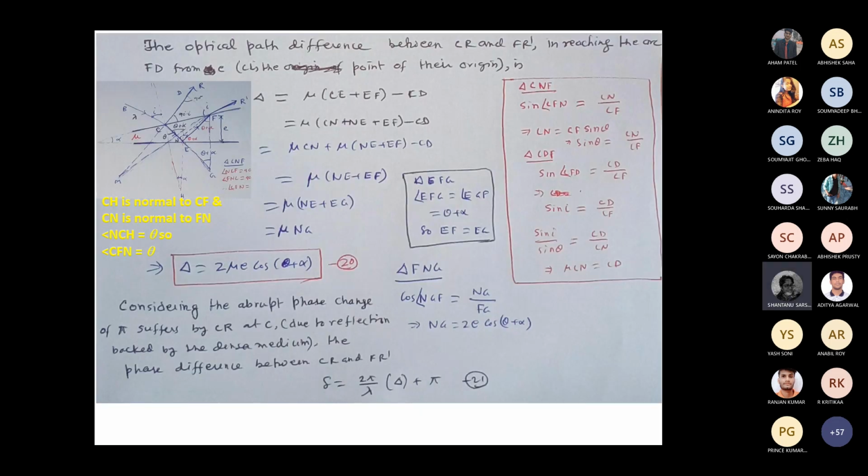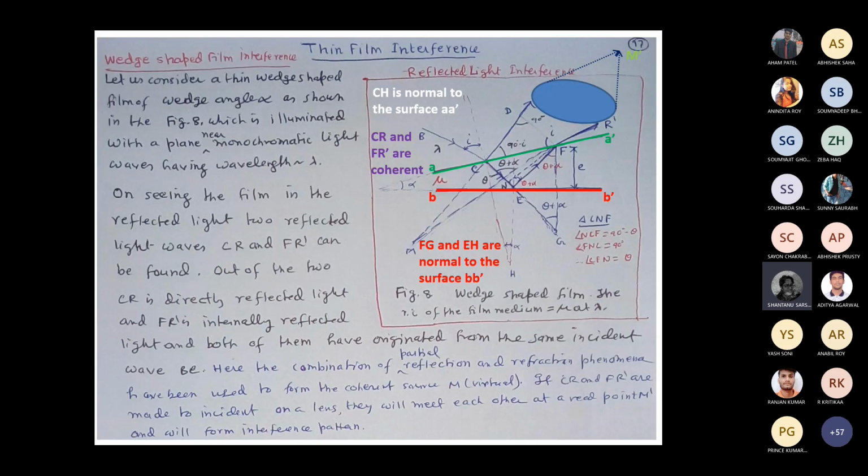Now, we need to calculate the optical path difference between the rays CR and FR dash in reaching the arc FD from C. So what we have done, we have drawn a normal FD from F to CR. Now, we may assume that these two rays travel a long distance after FD. So the distance traveled by FR and CR after FD can be assumed to be nearly the same. So what is the path difference that exists before reaching FD? That will be the path difference between these two rays, because both rays are incident on the lens and they focus at the focal point of the lens. So it can be assumed that the path traveled by these two rays will be nearly the same after FD. So we have to calculate the path difference between these two rays before FD.